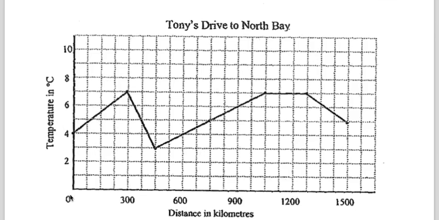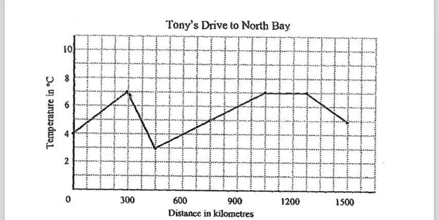Because on the y-axis here, what we've got are the measurements that are showing up in the little thermometer that's inside Tony's car, telling him what the temperature is outside the car in degrees Celsius. So at the very start, when he leaves his house on his way to North Bay, it's 4 degrees Celsius. And after 300 kilometers, it's now halfway between 6 and 8. That's going to be 7 degrees Celsius.